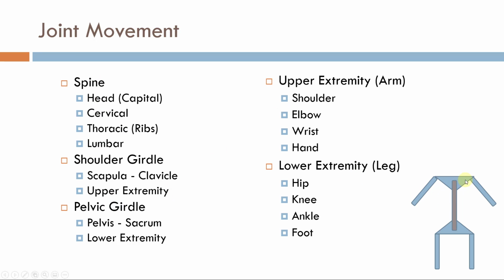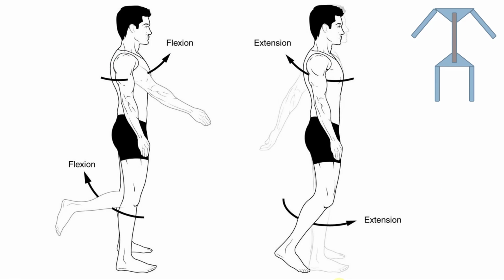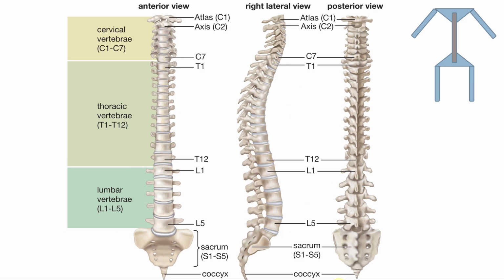And so this image will pop up quite a bit as we look through many of the movements. And with the appendicular skeleton, we got really into the planar movements of flexion and extension, abduction and adduction, internal and external rotation. And now we're going to turn our attention a little bit to the spine.